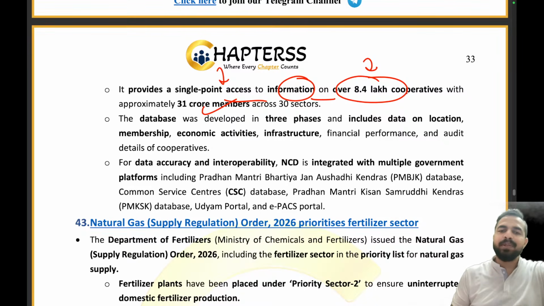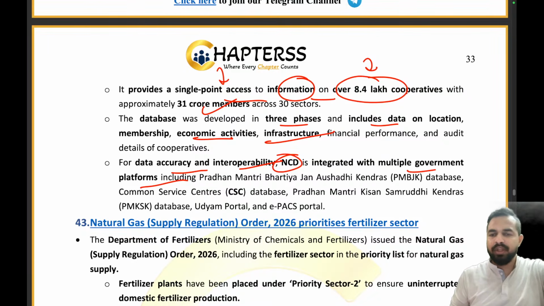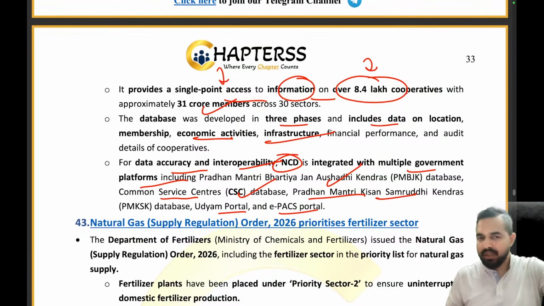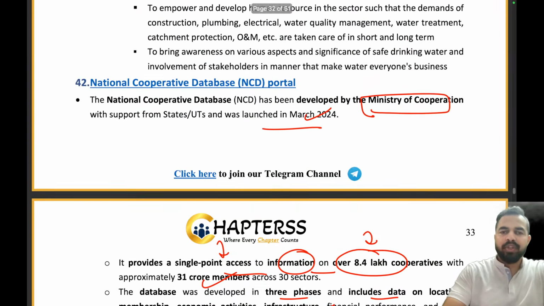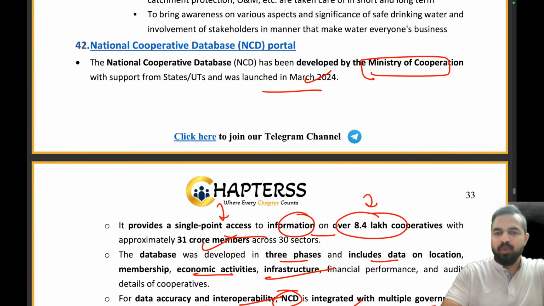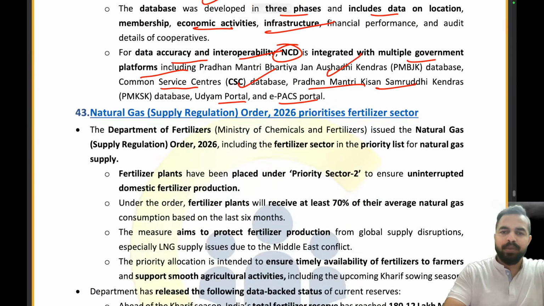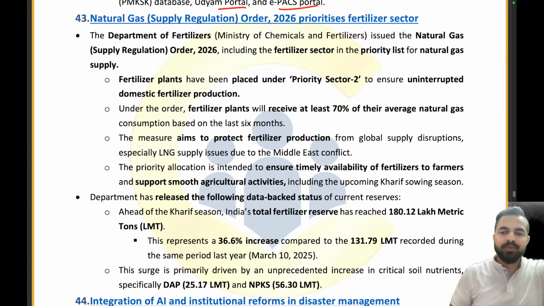The database is developed in 3 phases, and includes data on the location, membership, economic activities and the infrastructure. For data accuracy and interoperability, NCD is integrated with multiple government platforms, including the Pradhan Mantri Jan Aushadhi Kendras, Common Service Centers, Pradhan Mantri Kisan Samruddhi Kendras, Udyam portal and the ePCS portal. Clear, everyone? So this is the NCD National Cooperative Database portal, which was launched by the Ministry of Cooperation in March 2024. Now let's move on to the next part.